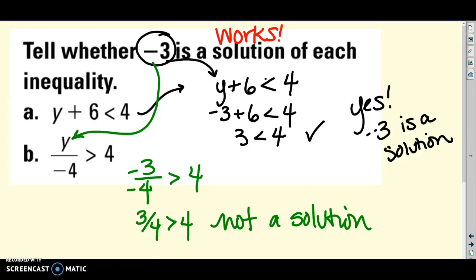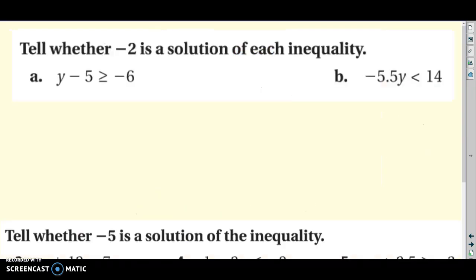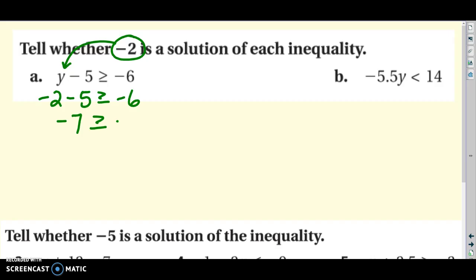Okay, we'll do one more and then you can practice. Tell whether -2 is a solution of each inequality. There's room on your paper to just plug it in. So substitute it in for the variable. Do the math. -2 minus 5 makes -7. Copy everything down. Is -7 greater than or equal to -6? No, it's actually a smaller value. It's a bigger negative, but a smaller value. So you'd say, no, not a solution.